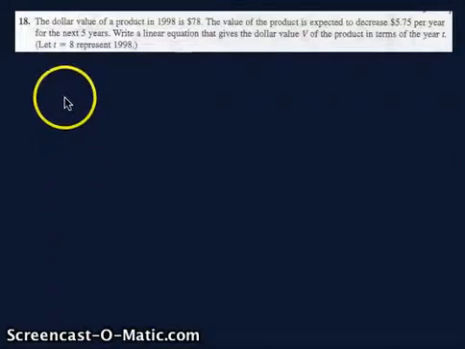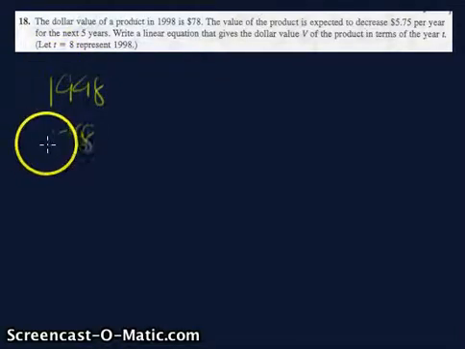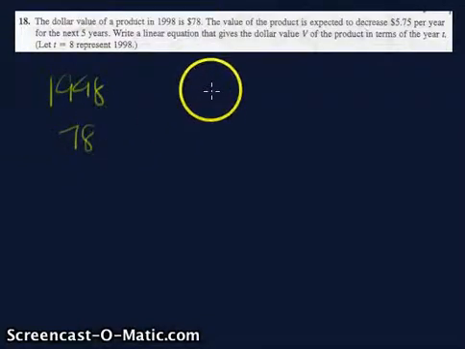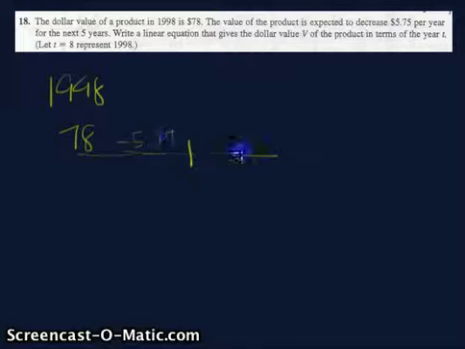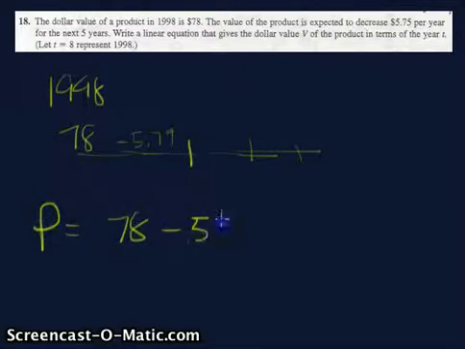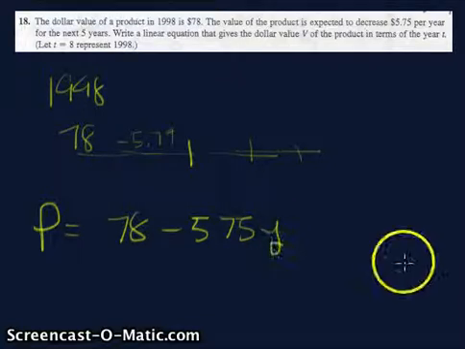Okay, we have a product in 1998. It's $78. Okay, and they're saying it decreases $5.75 per year. So it's going to decrease over a period of years. So the function, we could say the product is equal to 78 minus 5.75 per year. How about I just say per year?